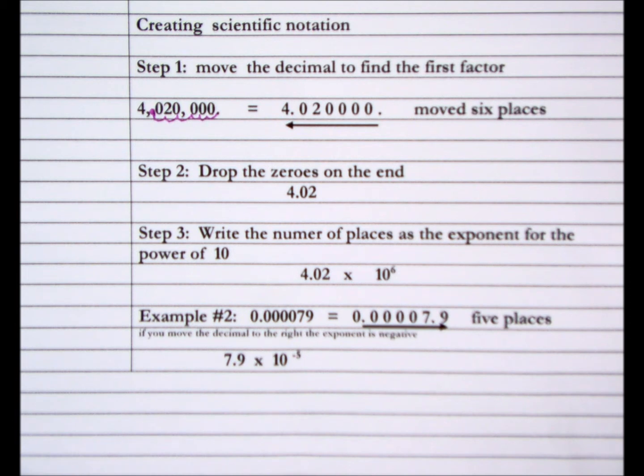And so the standard notation then would be 0.000079, which is 79 millionths. Okay? All right.